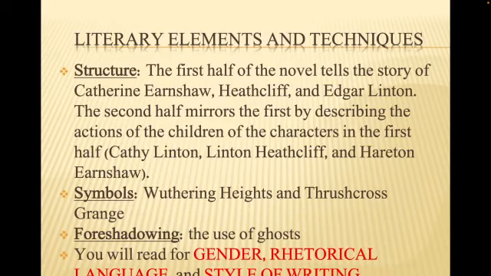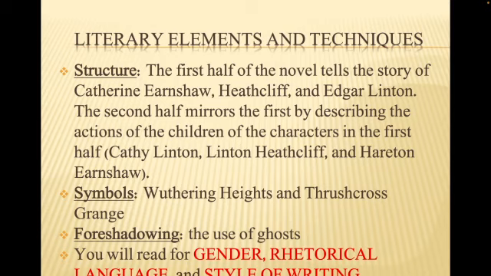And finally, we'll look a little bit at the literary elements and techniques you will see in Wuthering Heights. The first half of the novel tells the story of Catherine Earnshaw, Heathcliff, and Edgar Linton. The second half mirrors the first by describing the actions of the children of these characters, such as Cathy Linton, Linton Heathcliff, and Hareton Earnshaw.